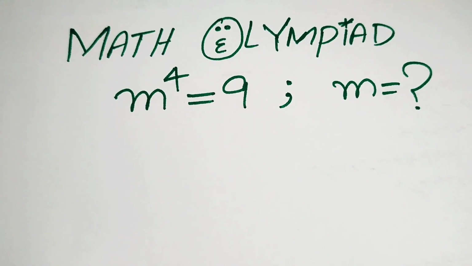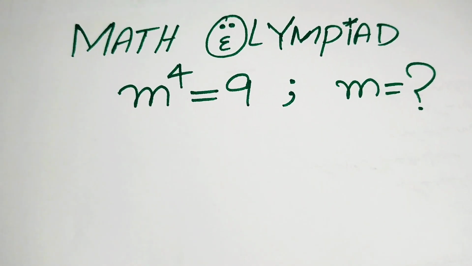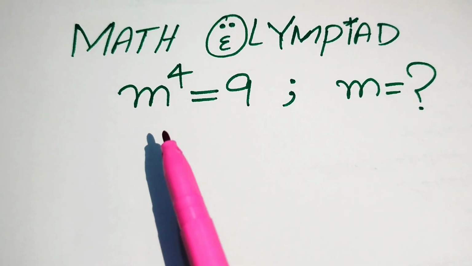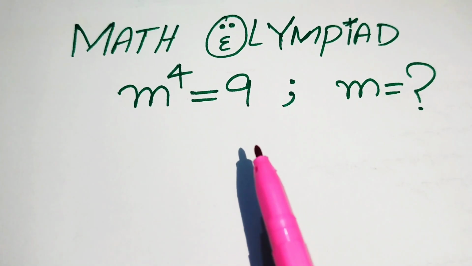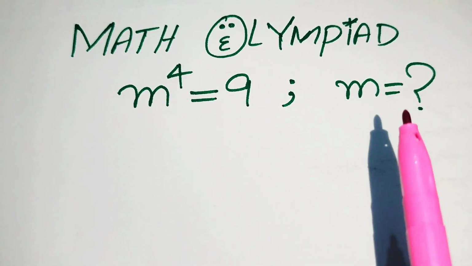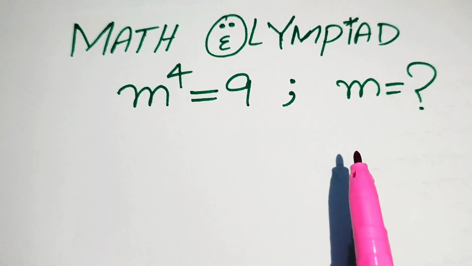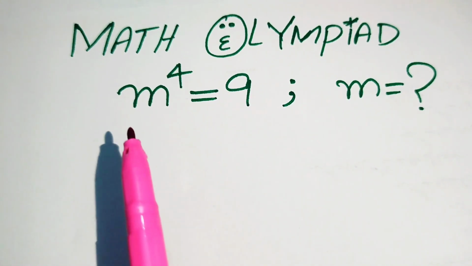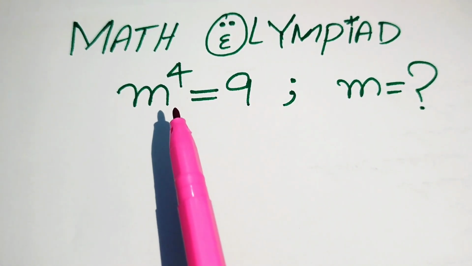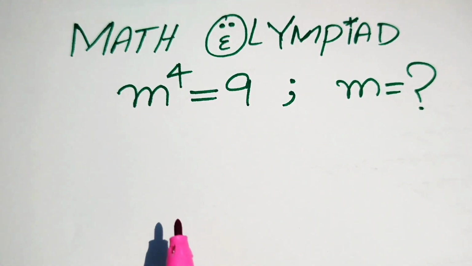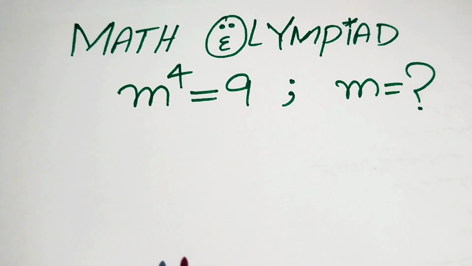Hello everyone, welcome to solve this math Olympiad algebra problem, and here we have m to the power of 4 equals 9, and we solve this problem for the values of m. Here you focus on one thing: the exponent of m is 4. It means that we need to find the fourth roots. So now we move towards finding these fourth roots.